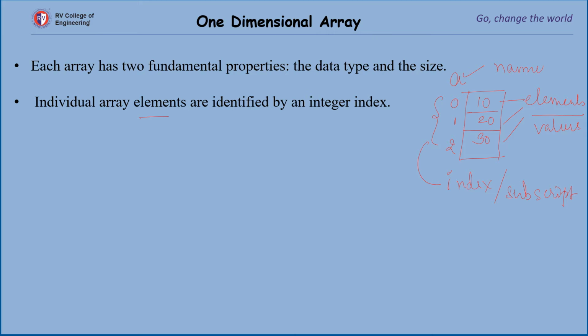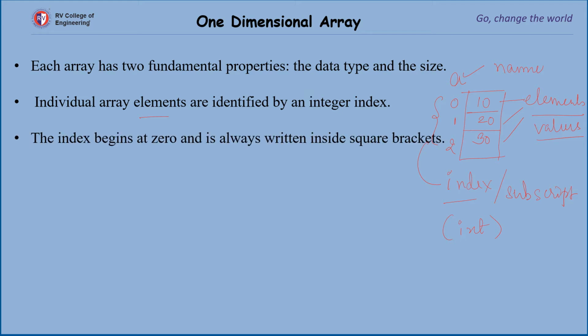Now this index is always of type integer. Values can be of any type defined by the user. Index always begins at 0 and is written inside the square bracket. For example, if I want to access 20 from this array A, I need to mention it as A of 1. So this is the index mentioned inside a square bracket. A is the name of the array. I want to access this, that is, the value stored at this location will be stored into Z.